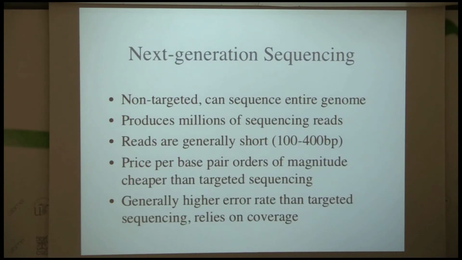So I'm sure most of you are familiar with so-called next generation sequencing technologies. Illumina is an example of this. These are non-targeted approaches, so in theory you can sequence the entire genome, and they produce millions, but of fairly short sequencing reads. But the price per base pair is orders of magnitude cheaper than targeted sequencing, so you can get millions and millions of base pairs of sequence. There's a higher error rate than Sanger sequencing, but we rely on coverage, sequencing the same position over and over again to help us determine what the base should be.